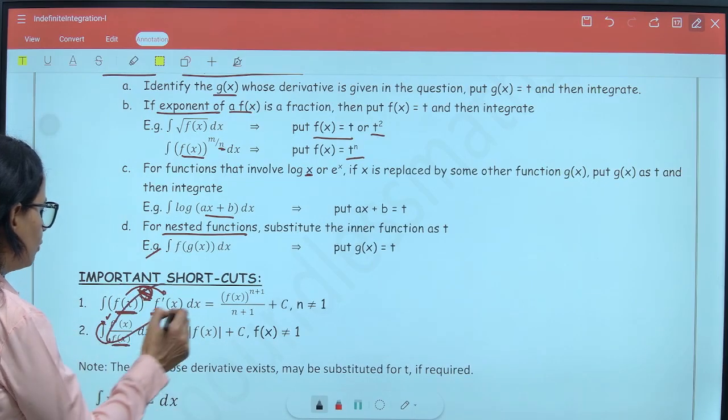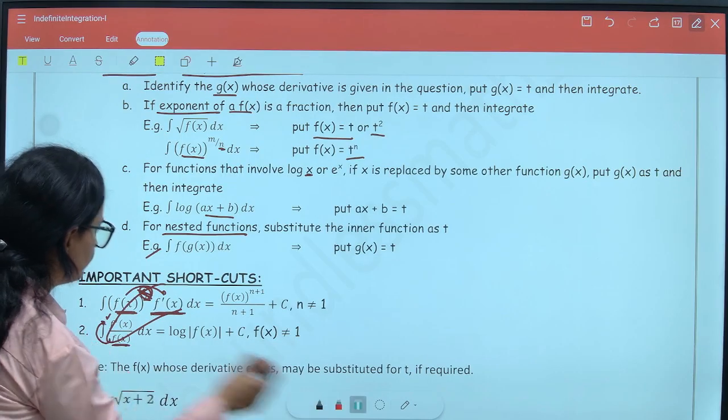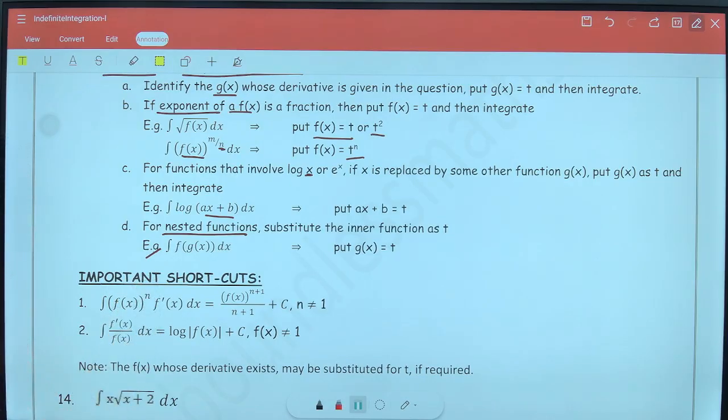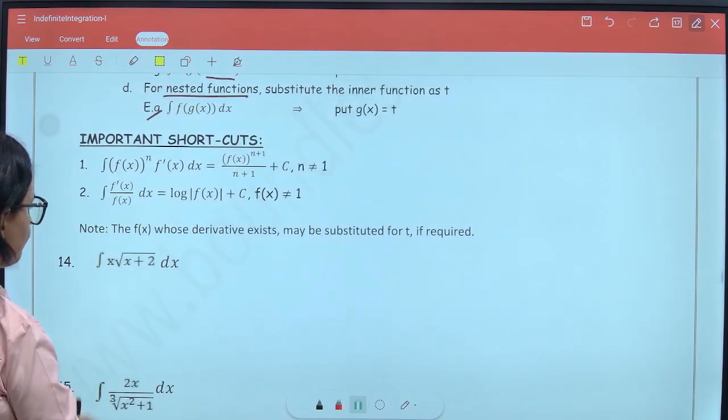So these are two special shortcuts that are going to be handy when you are dealing with questions where you need to substitute one expression or one function and then solve it. Now let's look at some examples.